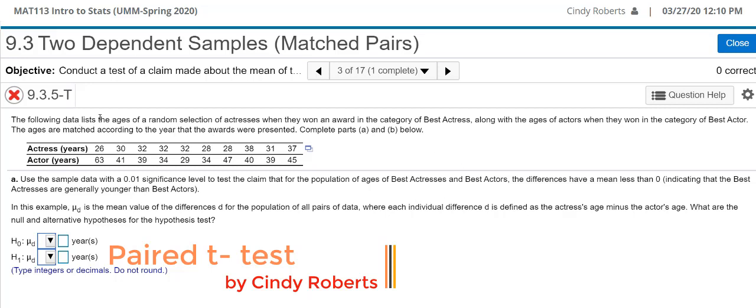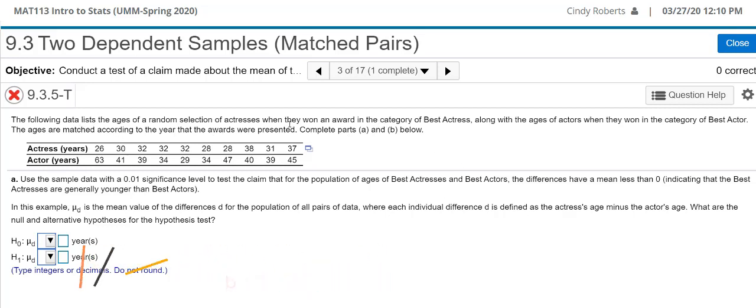All right, so it says here, list the ages of actresses that won Academy Award for Best Actress, and actors who also won Best Actor. This is the age of the actress that won Best Actress, and this is the age of the actor the same year. Notice it says these are matched, and that's important because you have to know which test you're supposed to use.